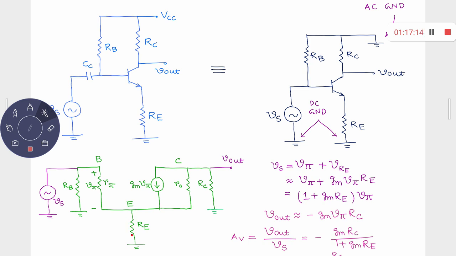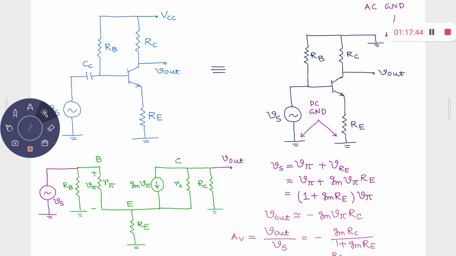Now I can call it close to the collector current, since beta is very large and alpha is close to unity. Then it is nothing but gm V pi times RE. Apart from that, another Ib will also flow through this, times RE. But if I neglect that component because beta is very large, it is basically gm V pi times RE. So Vs is equal to V pi plus gm V pi times RE, okay, so (1 plus gm RE) times V pi.